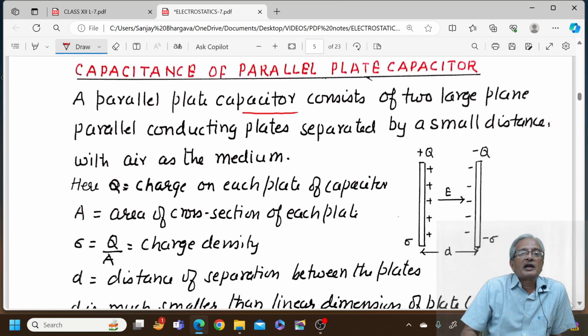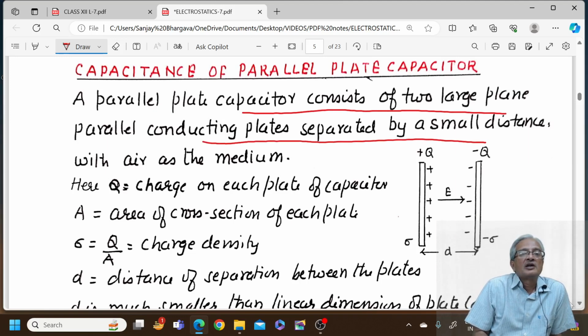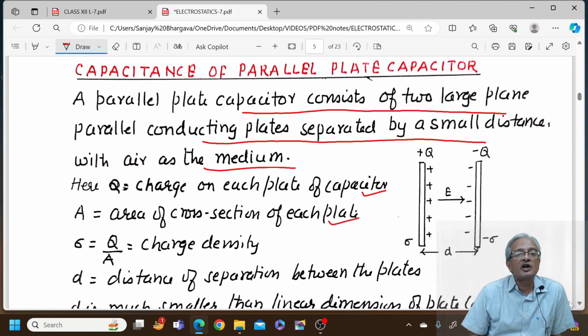A parallel plate capacitor consists of two large plane and parallel conducting plates separated by a small distance with air as the medium. Here Q would be the charge on each plate of the capacitor, A is the area of cross section of each plate, charge density for each plate is sigma, and D is the distance of separation between the plates.